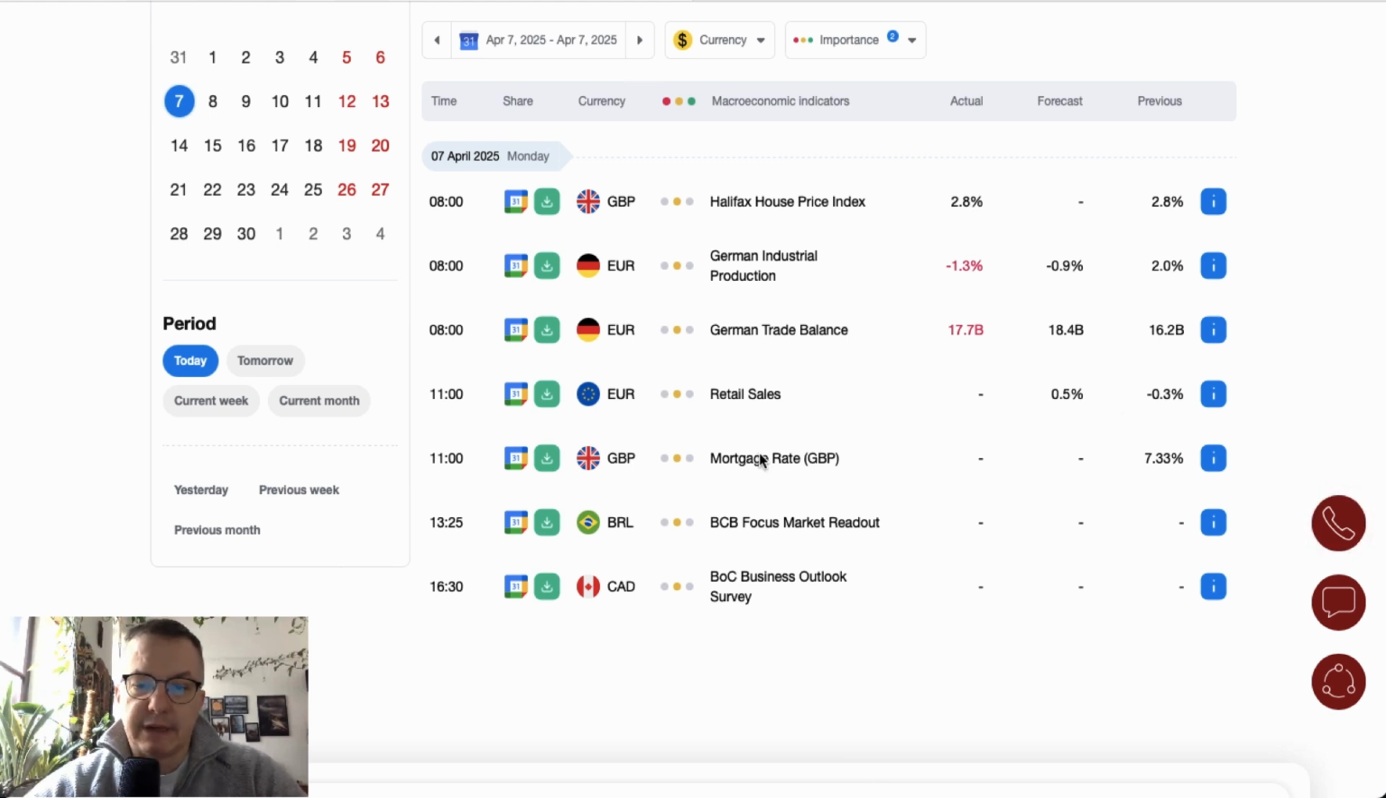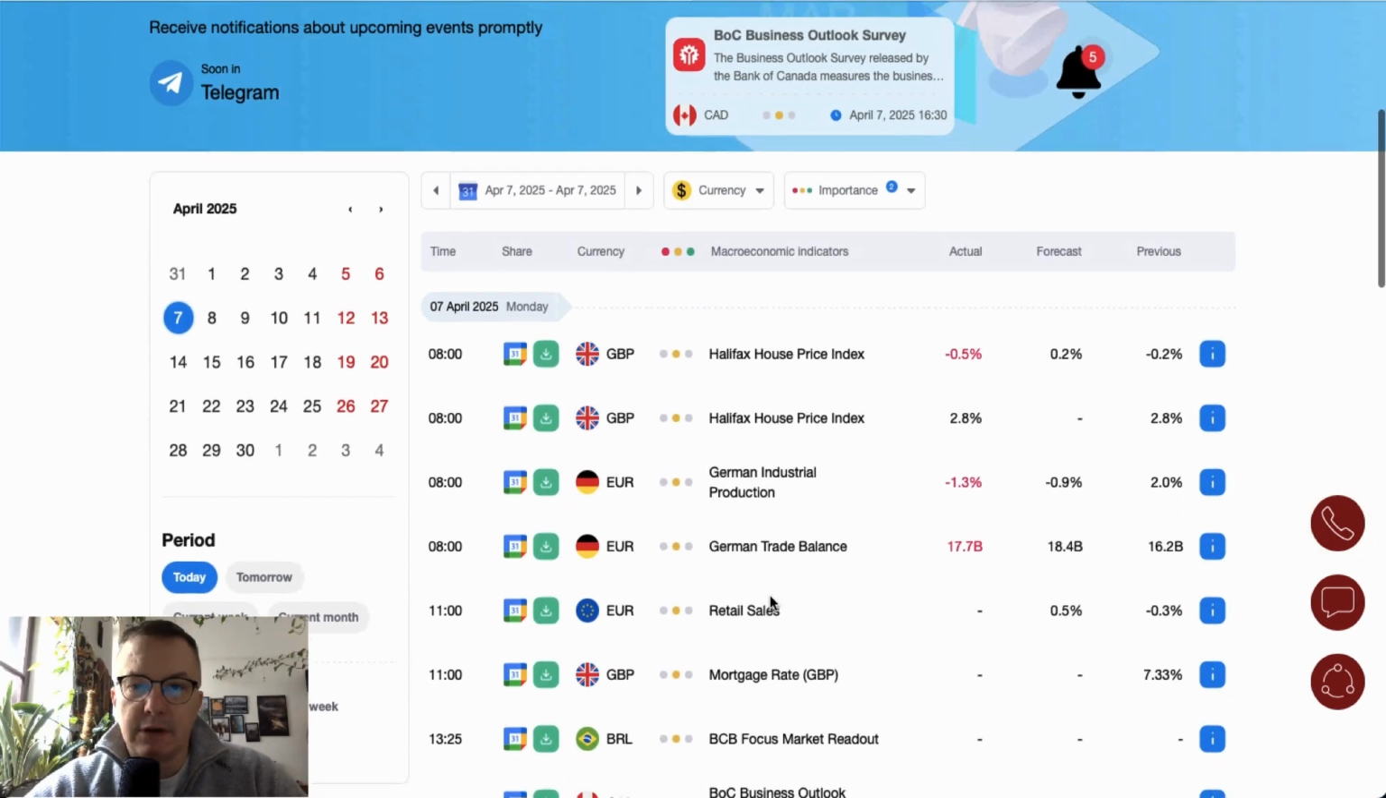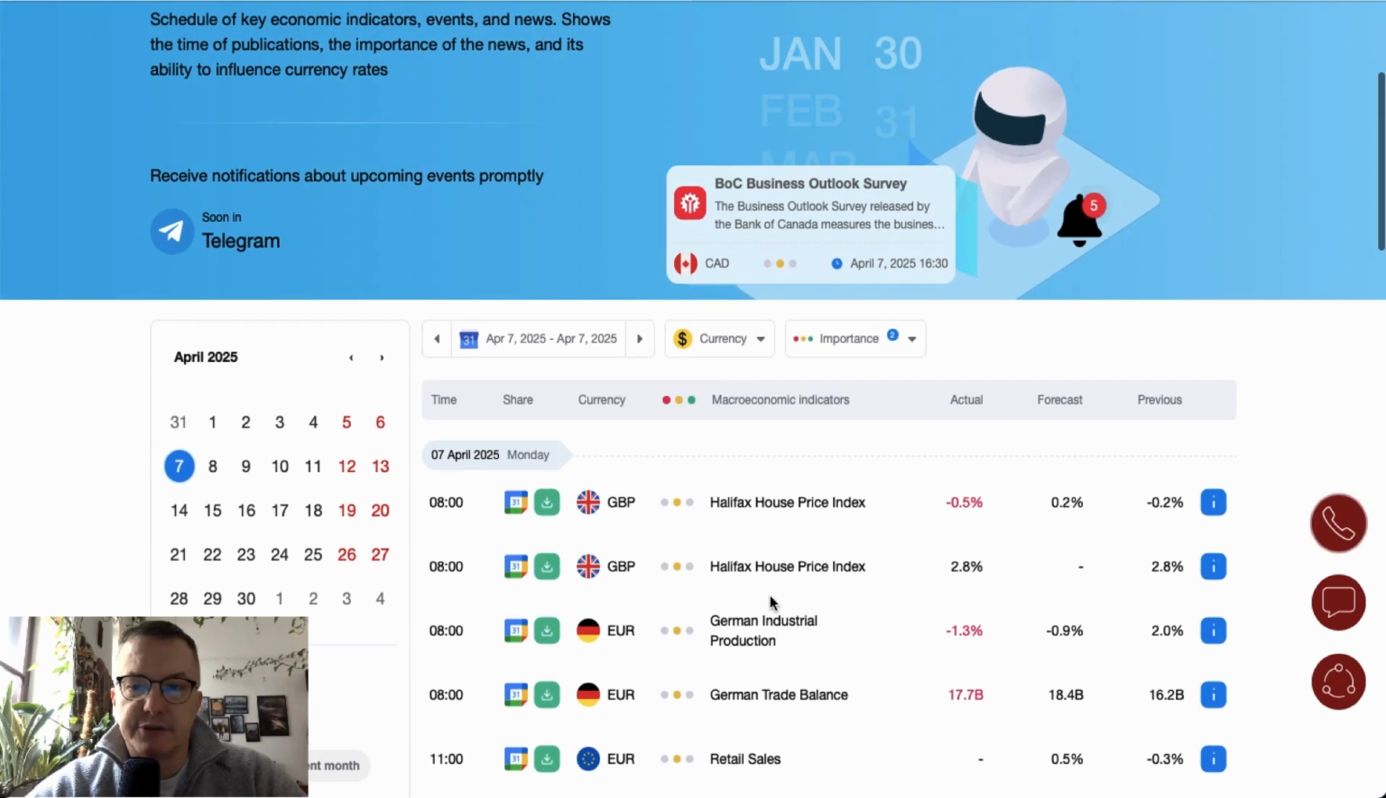Then at 11 o'clock we got mortgage rates from the UK. And at the end of the day we got Bank of Canada Business Outlook Survey scheduled for release at 4:30. Very short calendar after very busy NFP Friday, so without any further ado, let's just switch to charts. We'll start with euro dollar.